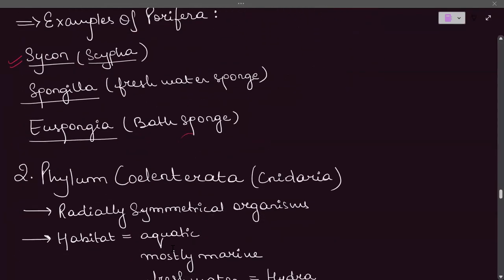Any doubts in phylum Porifera? No, ma'am. Okay. Now moving forward, let's move on to the next phylum, that is phylum Coelenterata or Cnidaria.